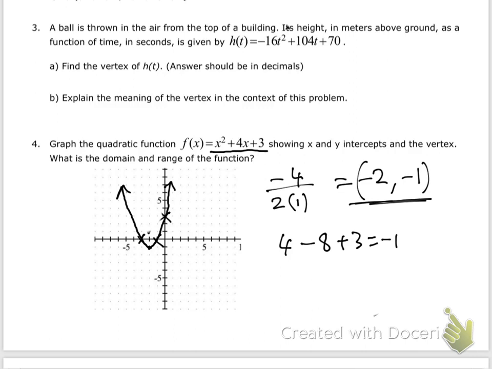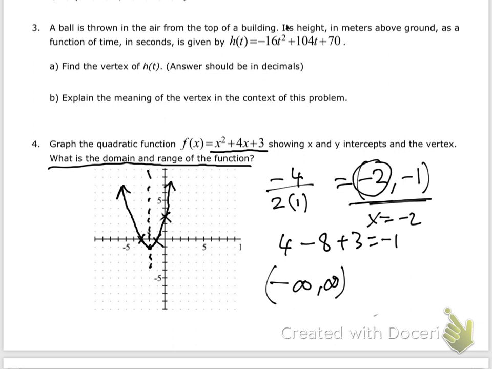So we also have things like, remember, if you need to, the axis of symmetry is x equals negative 2, which is right there. But the domain and the range of the function. Well, the domain of a quadratic is always all real numbers, okay? Negative infinity to positive infinity. That's the domain.